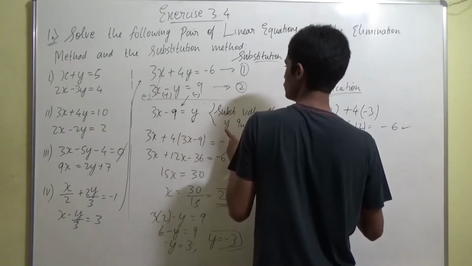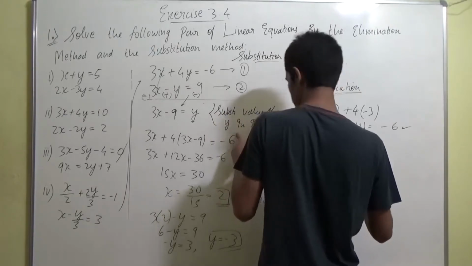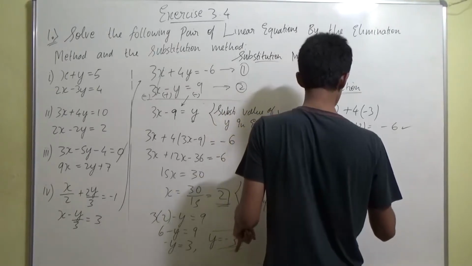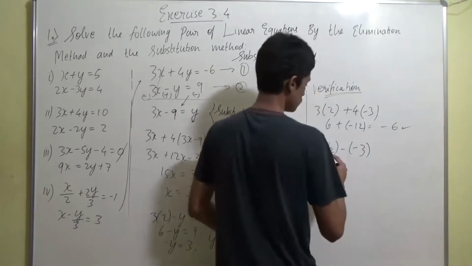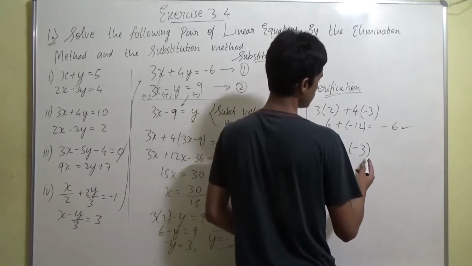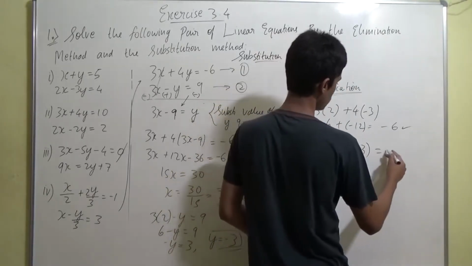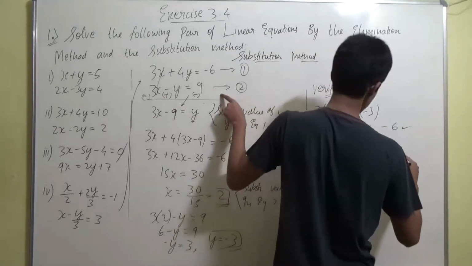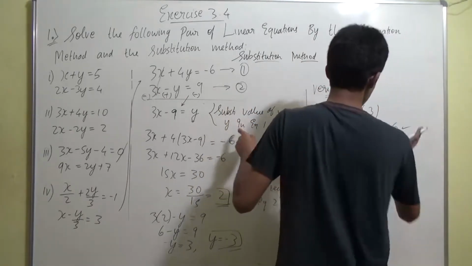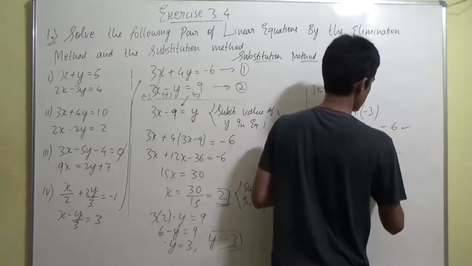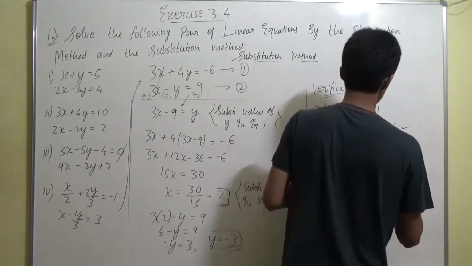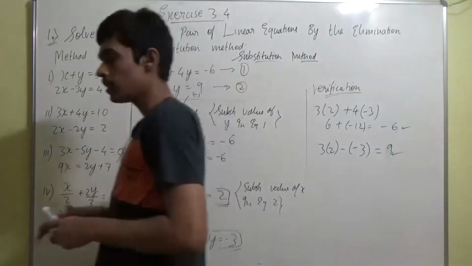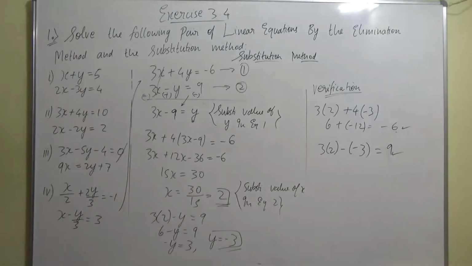3 into 2 minus of minus 3. So it becomes 6. Minus of minus 3 is plus 3. So it becomes 6 plus 3 equal to 9. See here, it's 9. So even this step is verified. Done. So both the methods we have completed, guys.